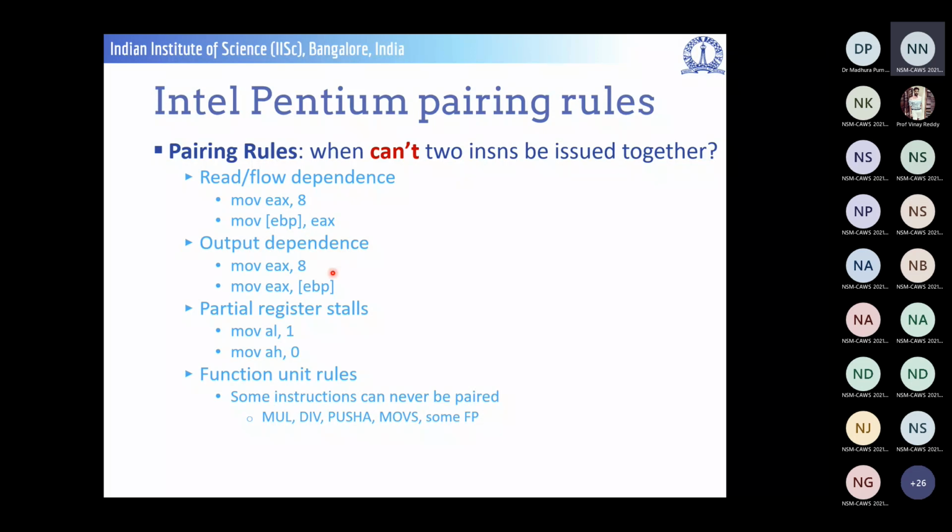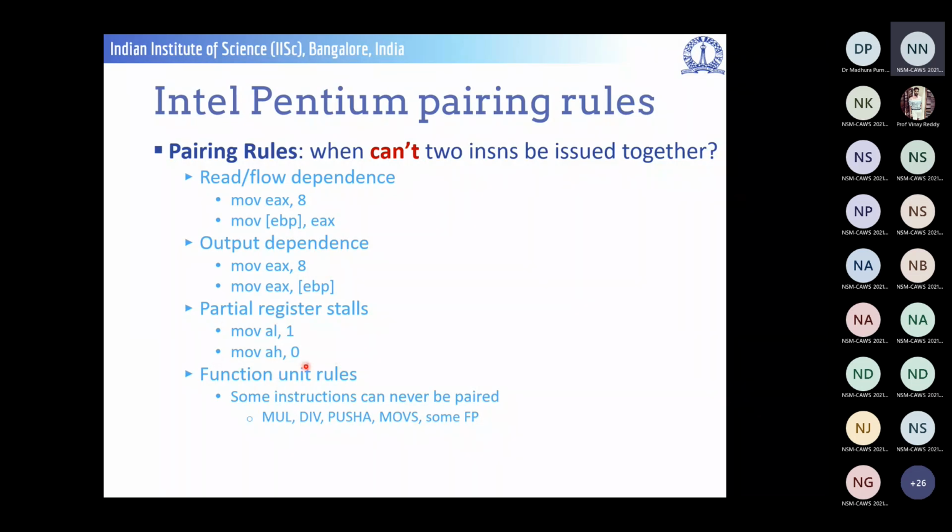The second rule is about output dependence. Here, what is happening is that you are writing to the same register, EAX. So that means you have a chance of overriding each other. That's also a type of instruction pair that they would not allow you to push together in the pipeline.